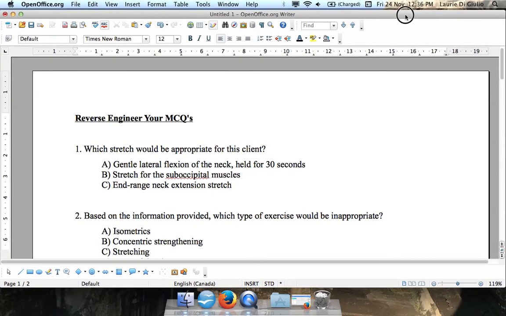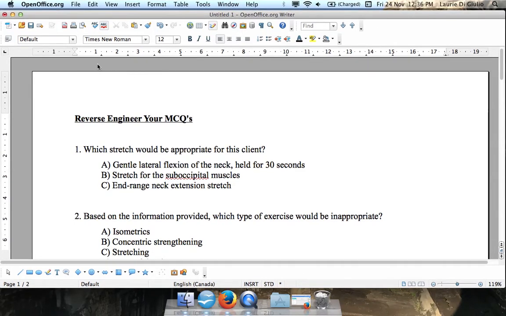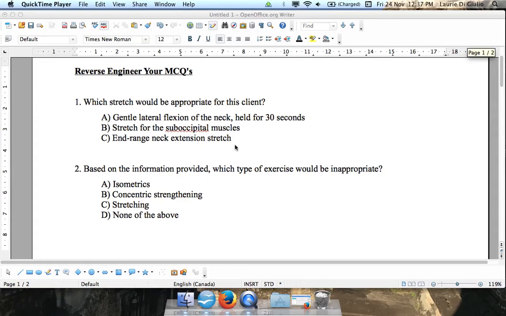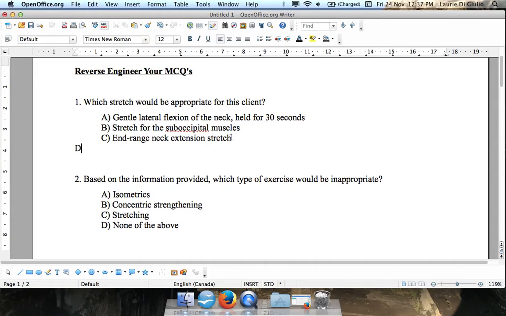Okay, so I'm going to take you through a different way to answer these multiple choice questions. We're going to kind of reverse engineer these multiple choice questions. I'm going to provide you with the answers first, and then you are going to select the appropriate interventions for each possible answer. Let me just correct this, and then we'll look at the case study second.